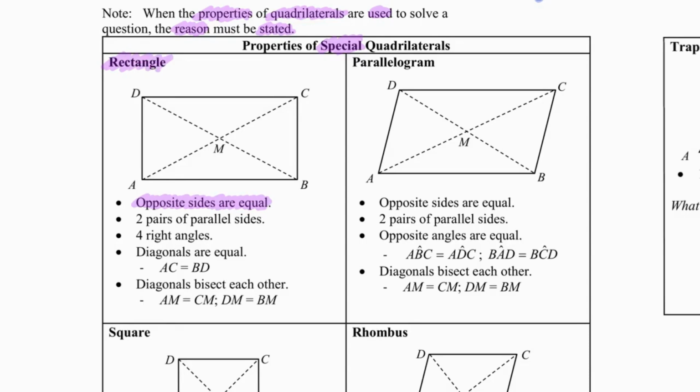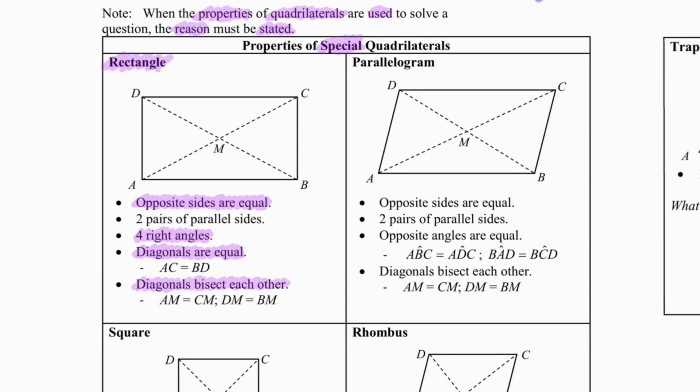And right angles is something that we always use. Diagonals are equal in a rectangle, and the diagonals bisect each other.